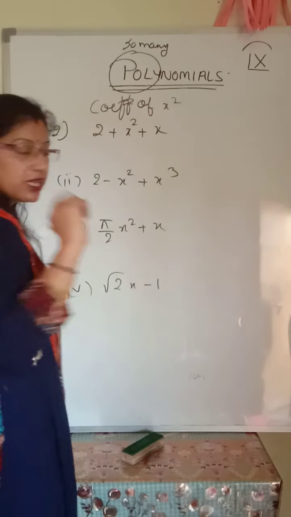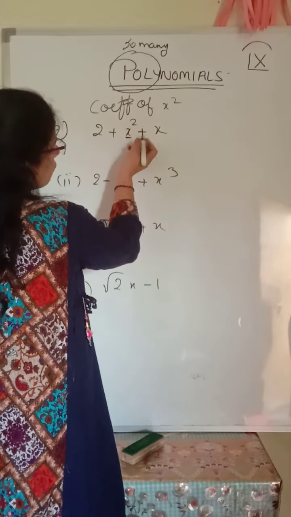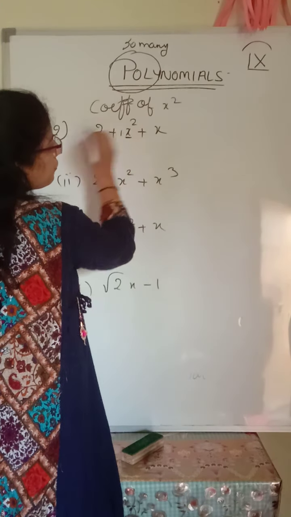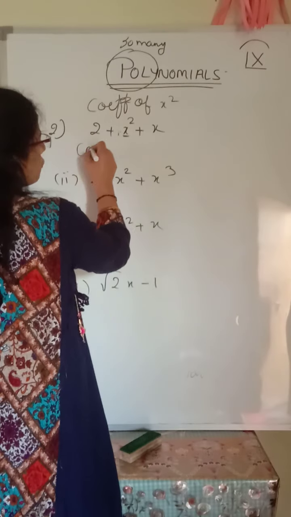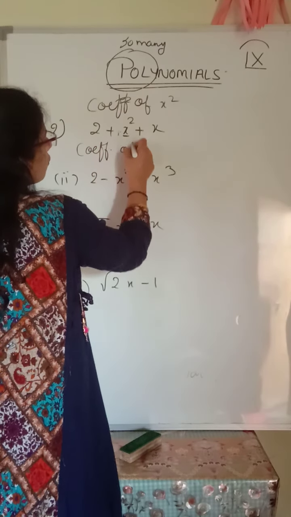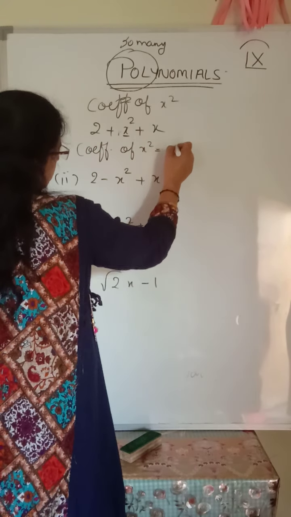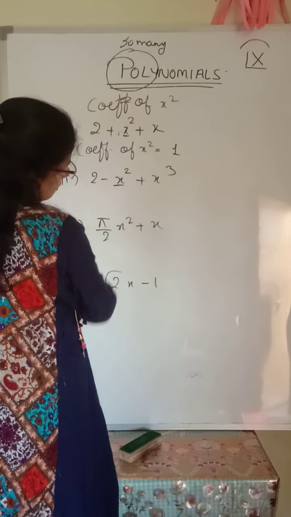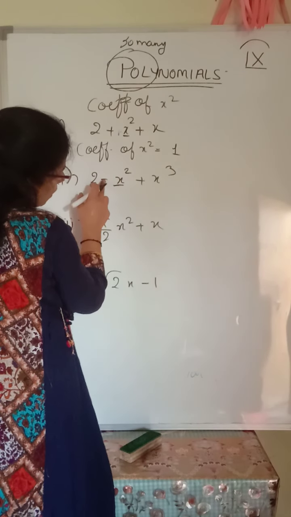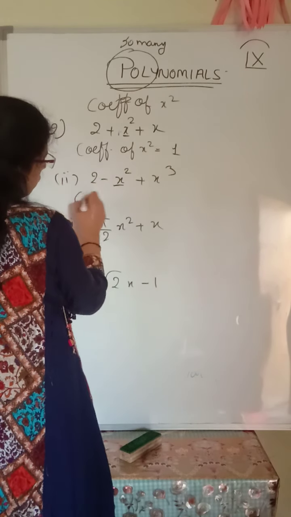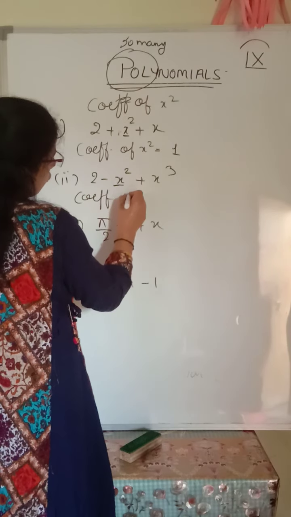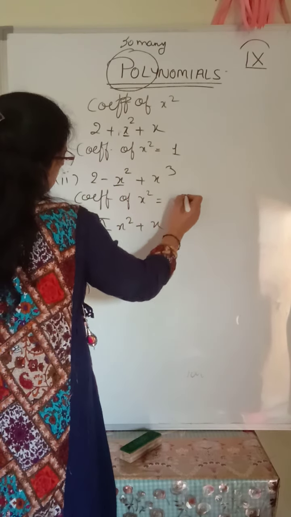So x square, find the x square in the first one. This. What is the coefficient? It's the constant term in front of it. 1. So therefore, coefficient of x square is plus 1. Here, x square is this. What is in front of x square? Minus 1. So we'll write coefficient of x square is minus 1.